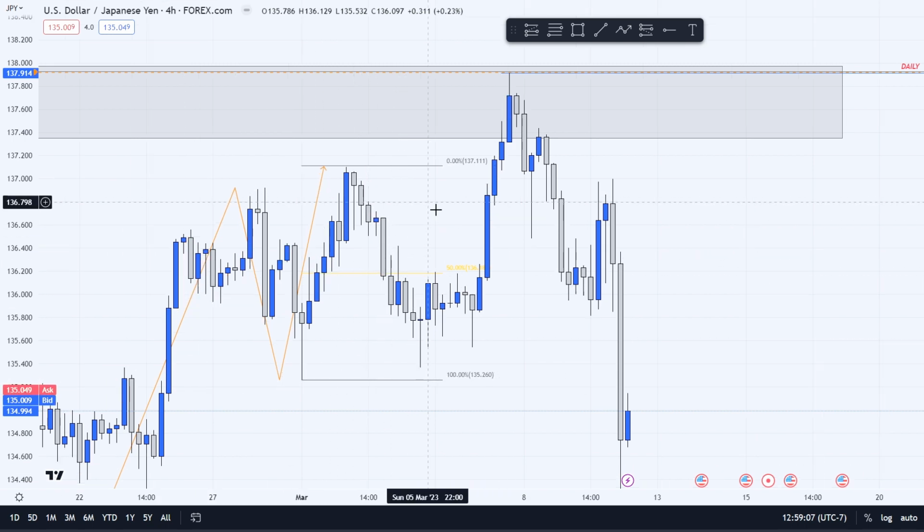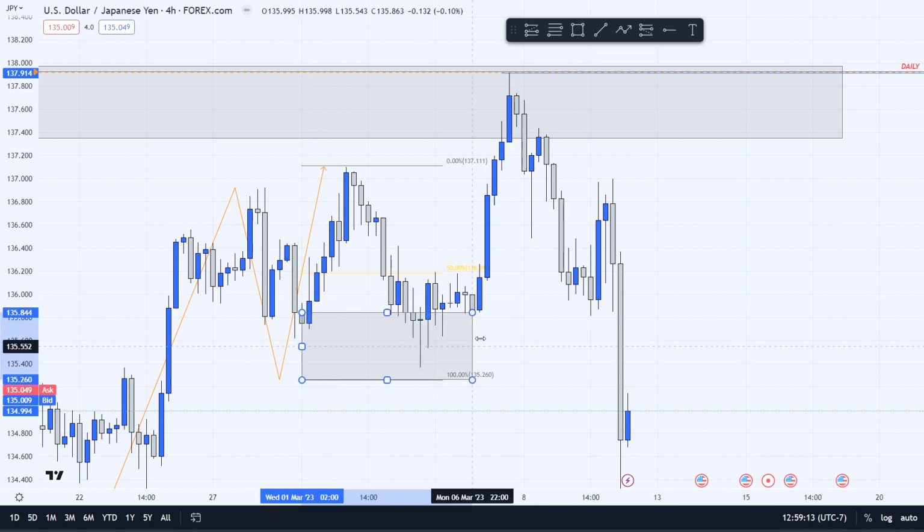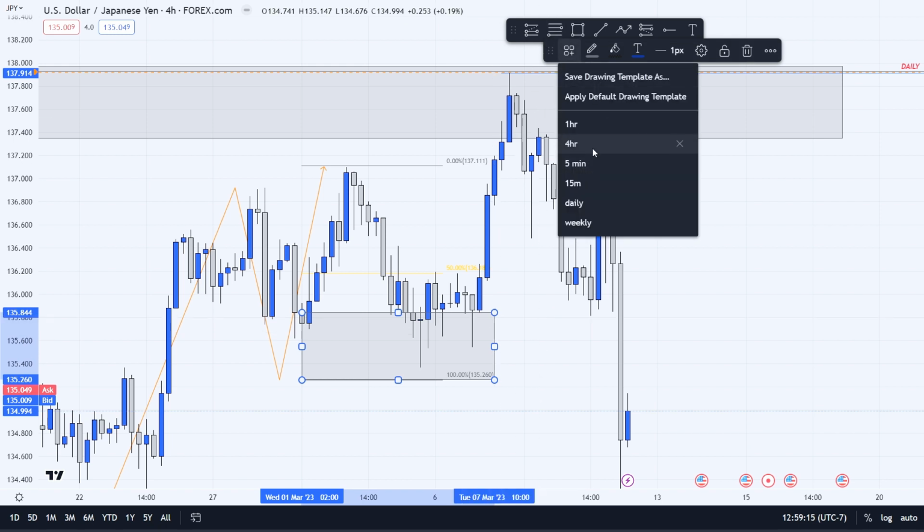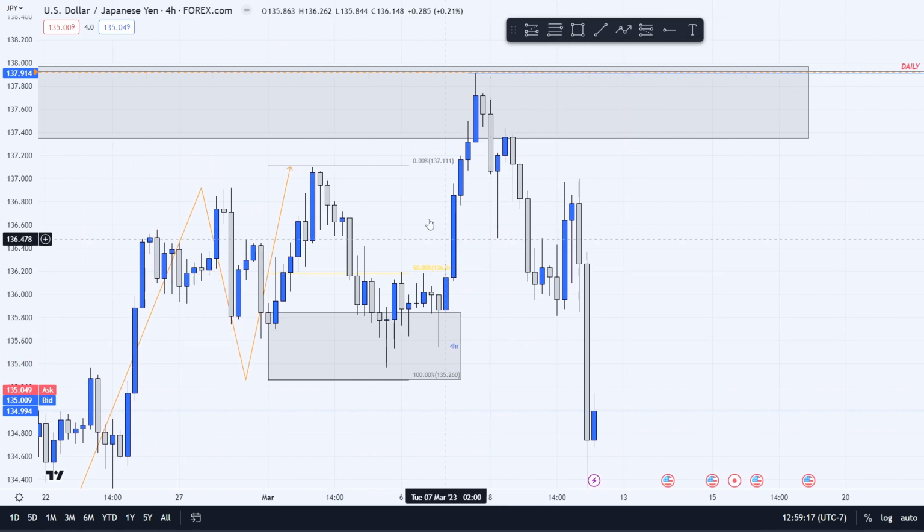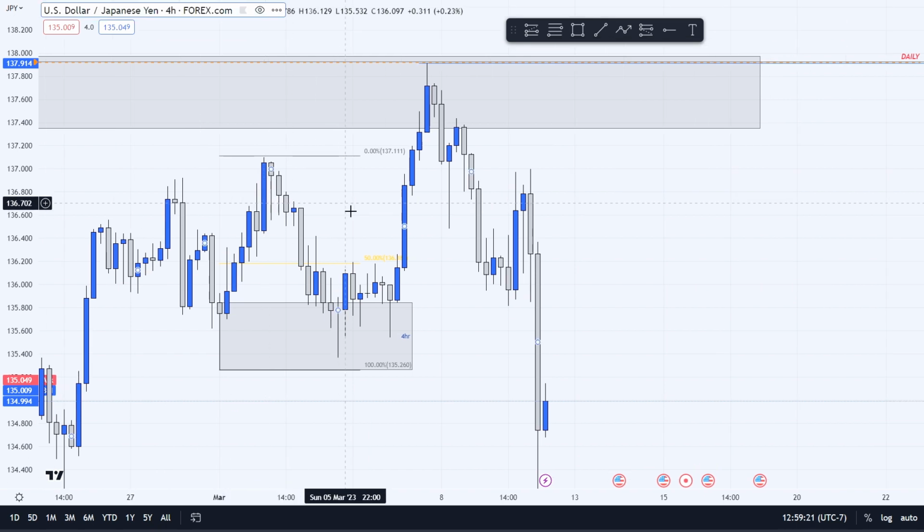So my zone from here to here, look for a zone in here. It's my 4-hour supply. I mean my 4-hour demand. Now I go for this entry.